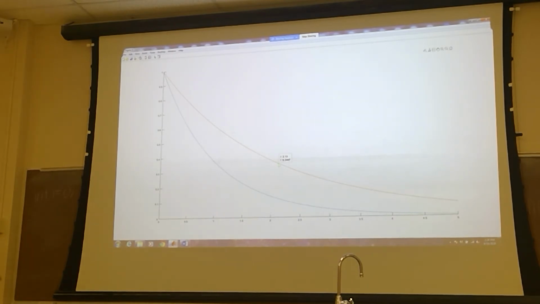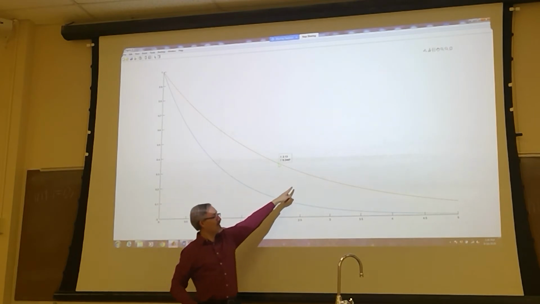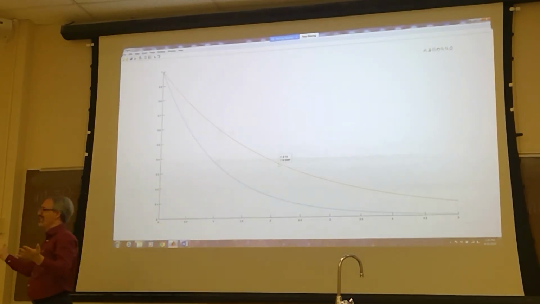So this blue curve is for a time constant of 1. This red curve is for a time constant of 2. It takes longer for the voltage to decay.